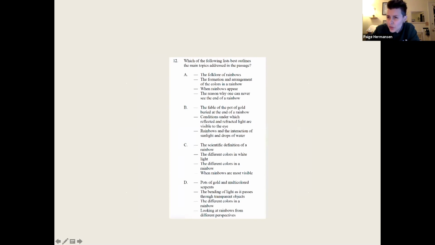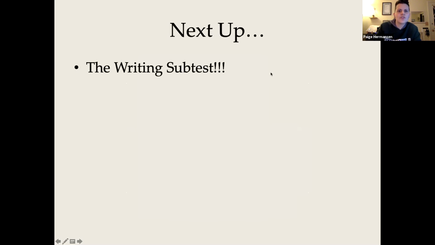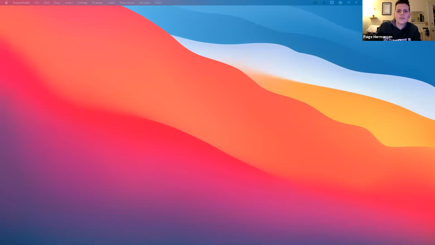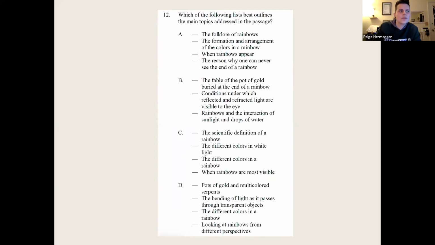I know this is very small and difficult to see, but this is which of the following lists best outlines the main topics addressed in the passage. Let me see if I can make this a little bit bigger so that it's easier to see. There we go. Okay, the folklore of rainbows. We know that's first. So if we know that's first, we can just eliminate answer options where that's not first, right? The fable of the pot of gold buried at the end of the rainbow.